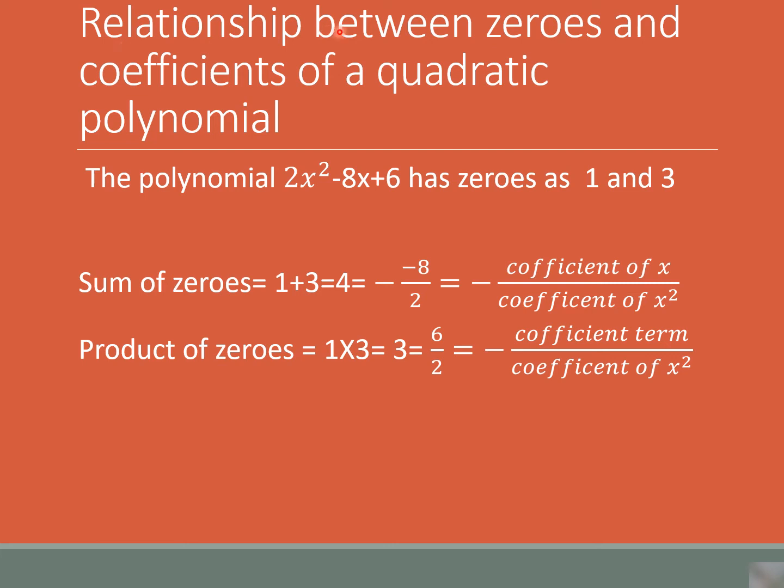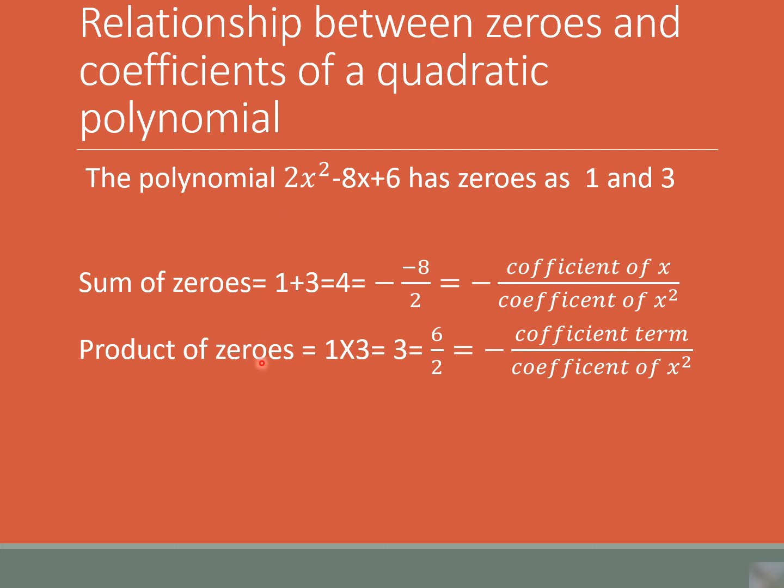The relationship between zeros and coefficients of a quadratic polynomial. As we have seen, in case of a linear polynomial, the zero was related to the coefficients of the basic terms. So here we are going to see one more quadratic polynomial, which is 2x square minus 8x plus 6. It has two zeros, which are 1 and 3. We can see here that the sum of zeros is equal to 1 plus 3, which is equal to 4, and 4 can also be written as minus 8 by 2. Minus 8 is the coefficient of x, so it is going to be coefficient of x divided by coefficient of x square. Coefficient of x square here is 2.